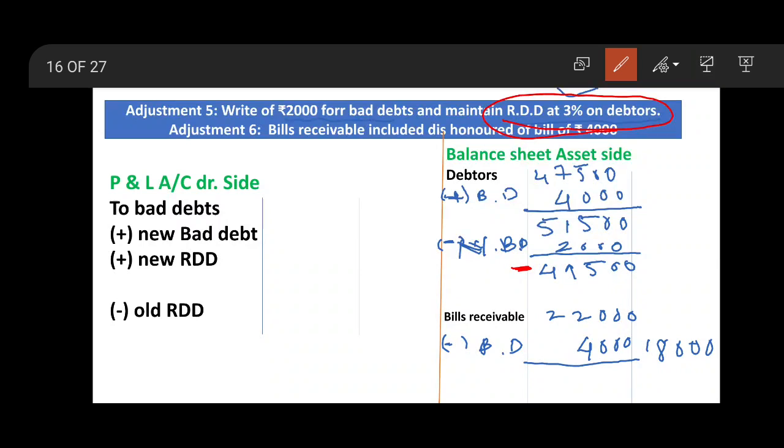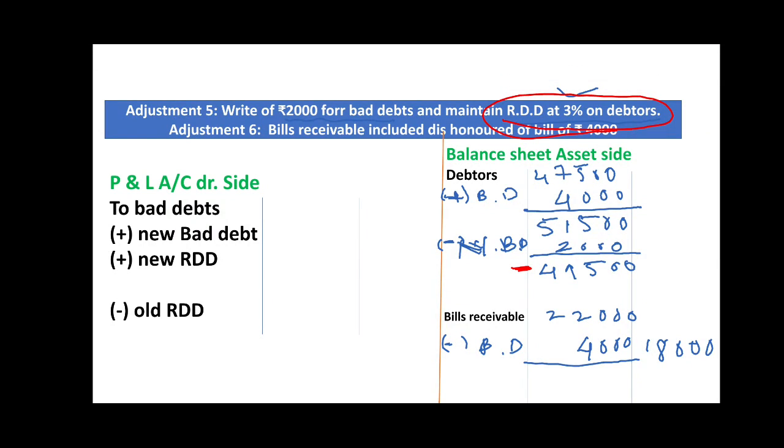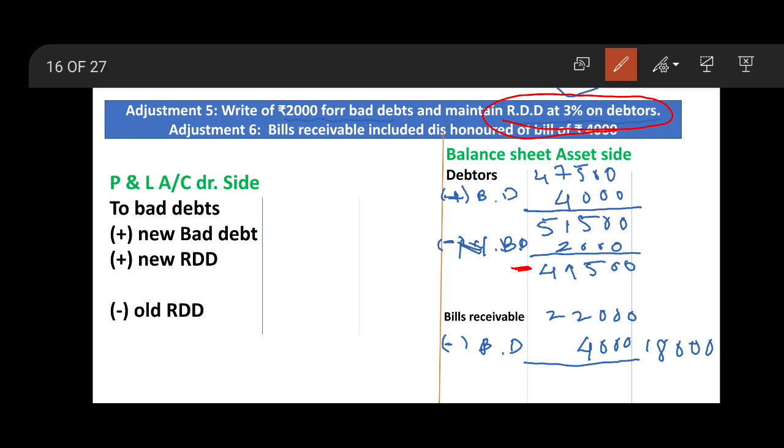1485. What do we do with this new RDD? This new RDD is deducted here. Less new RDD, the amount we got is 1485. This 1485 will be deducted from 49,500. You will get the amount in the outer column, 85,015.